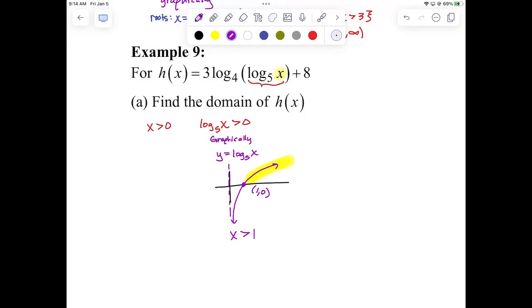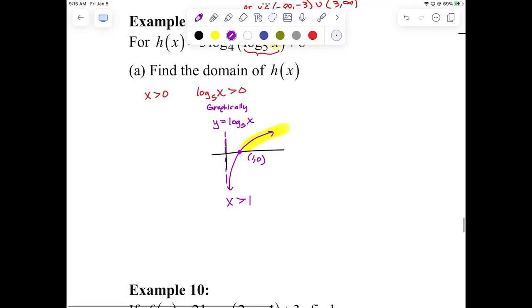So which one of those includes the other? 1. Very good. Anything that's bigger than 1 is automatically greater than 0. But there are numbers bigger than 0 that aren't bigger than 1, right? Like a half, 2/3. So I have to take the one that works for both. So the domain of h is the set of all x such that x is greater than 1. That'll take care of both of them.